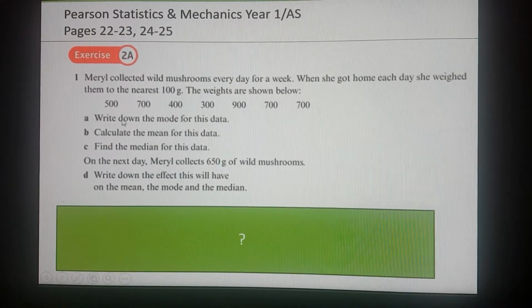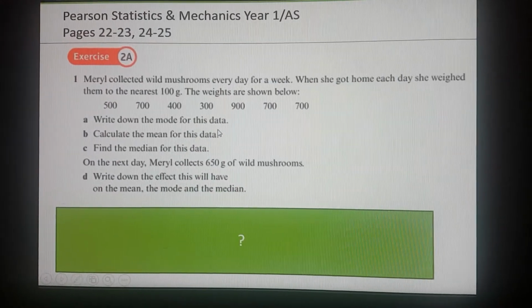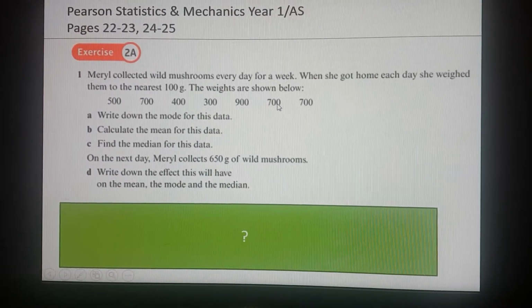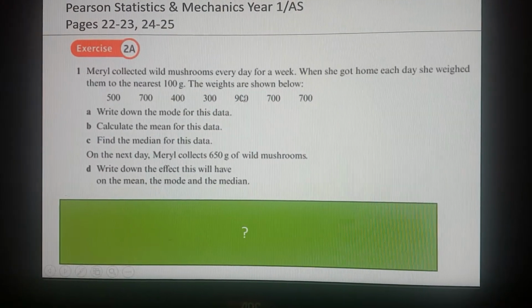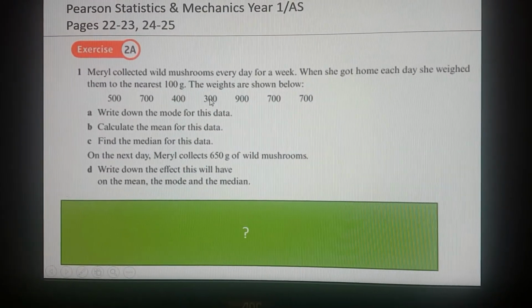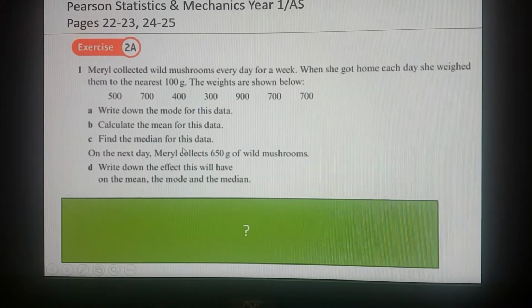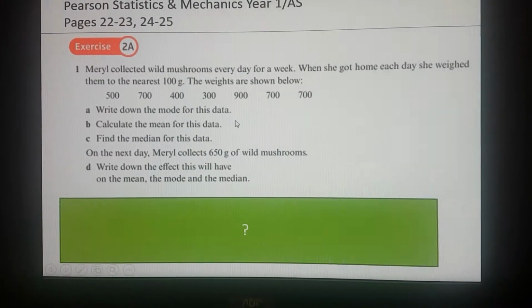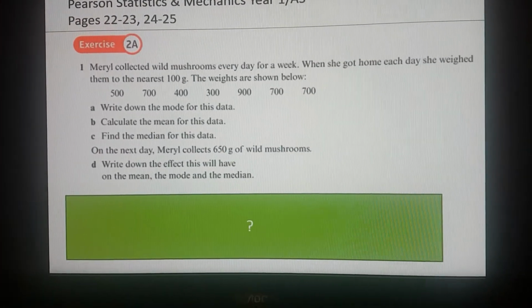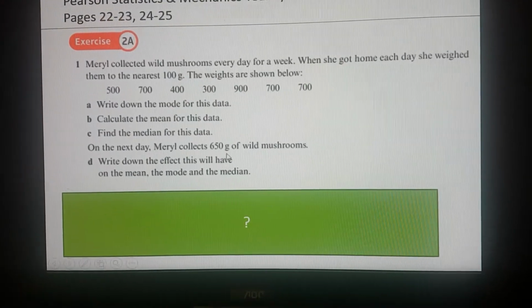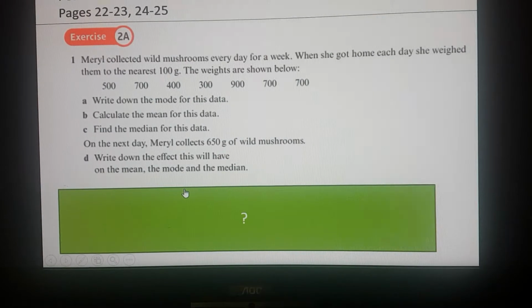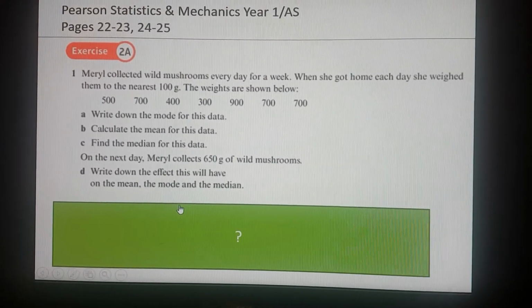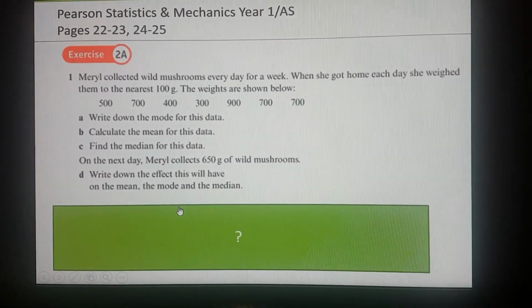So write down the mode. The mode is the most common. You check what is the most common, which is 700. Calculate the mean. You add them and you divide by 7. Find the median. You put them in order, and you know how to do it. Now, if we have another value, 650, what effect will it have? For example, you need to say whether the mode has changed or not.